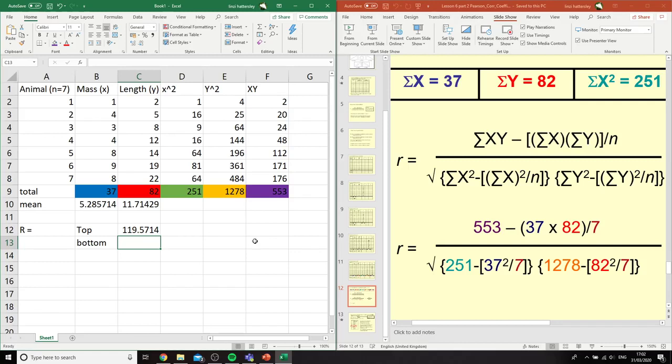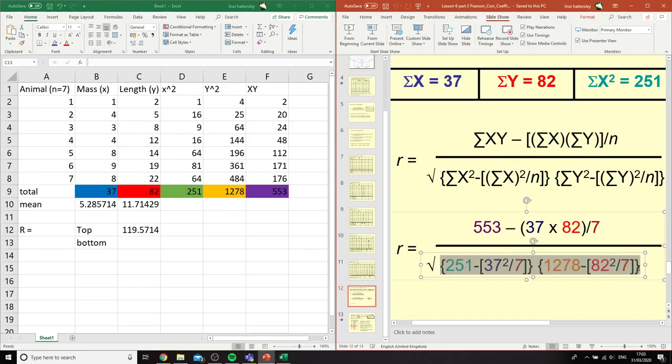Now, note that the bottom is square rooted, but first what I'm going to do is I'm going to work this out first before I square root it. Okay. I'm just going to fill this in a nice bright yellow because that's the final answer that we want. And that's the final answer we want.